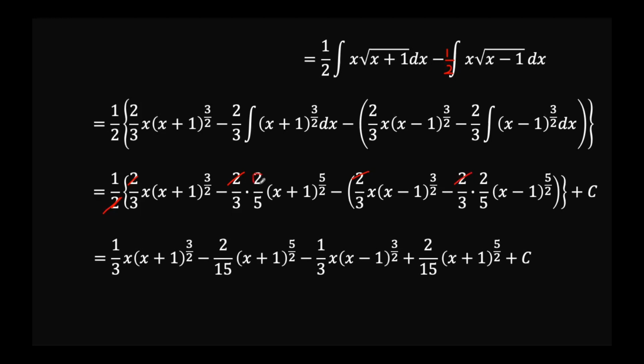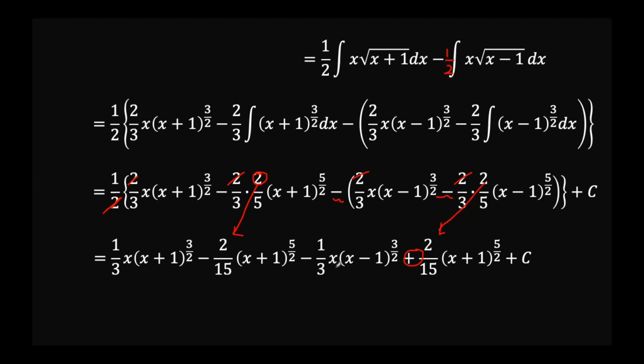So we have these two here, shifting here, and then we have these two here, shifting with. And since this sign here interacts with this sign, we get a positive here, right? And then obviously this is negative. So we do have a third times (x plus 1) to the power 3 over 2, minus 2 over 15 times (x plus 1) to the power 5 over 2, minus a third x times (x minus 1) to the power 3 over 2, plus 2 over 15 times (x plus 1) to the power 5 over 2, plus c.